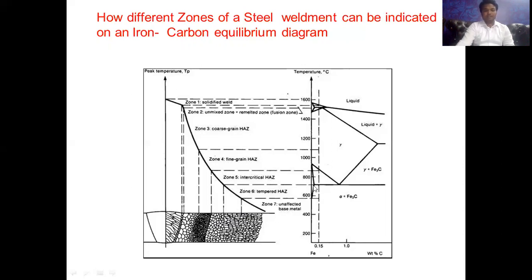So this zone has a temperature between 700 and just less than 600 degrees centigrade. Then another zone, that is the unaffected base metal, which has the grain structure of a rolled metal, but slightly increased coarse grain due to the heat applied at the faying surfaces. So this temperature can be less than 600 degrees centigrade. So this is the comparison of the microstructure of a steel with the iron carbon equilibrium diagram.